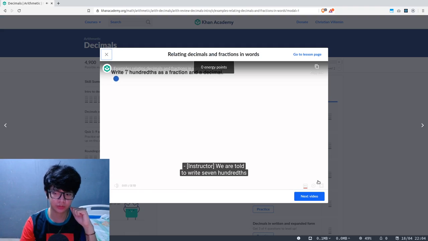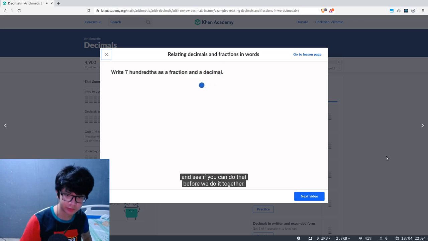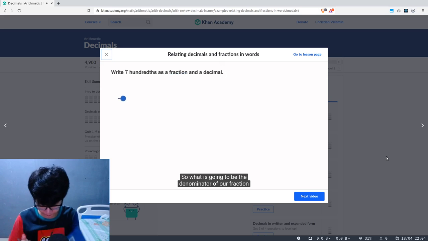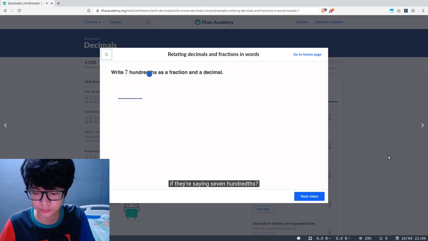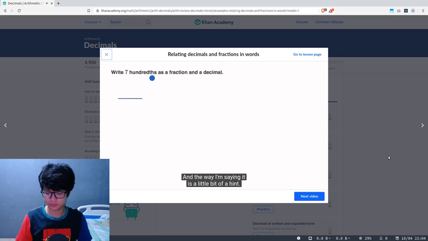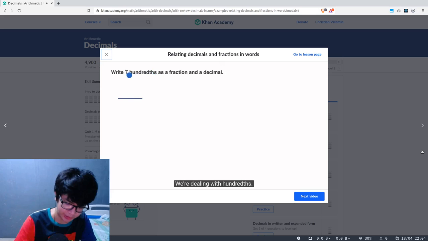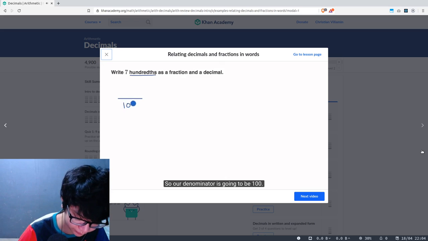We are told to write 7/100 as a fraction and a decimal. Why don't you get some paper and a pencil out and see if you can do that before we do it together. All right, so let's do it first as a fraction. What is going to be the denominator of our fraction if they're saying 7/100? The way I'm saying it is a little bit of a hint. We're dealing with hundredths. So our denominator is going to be 100.